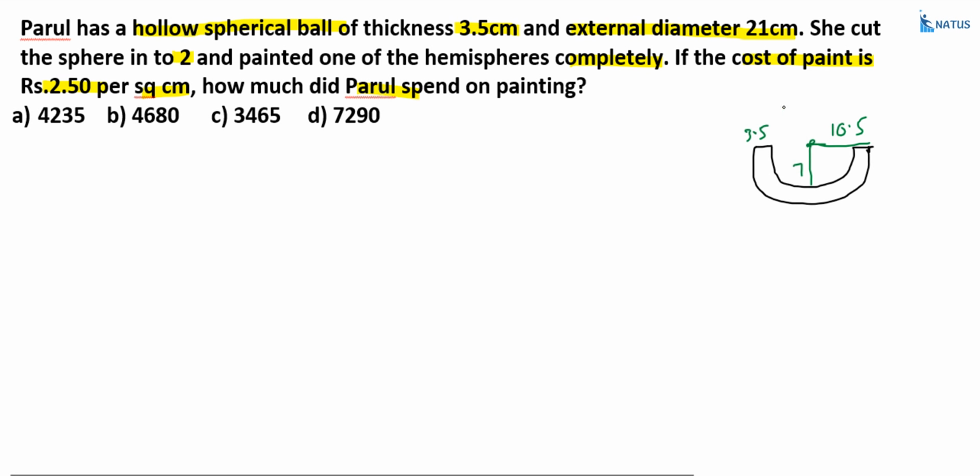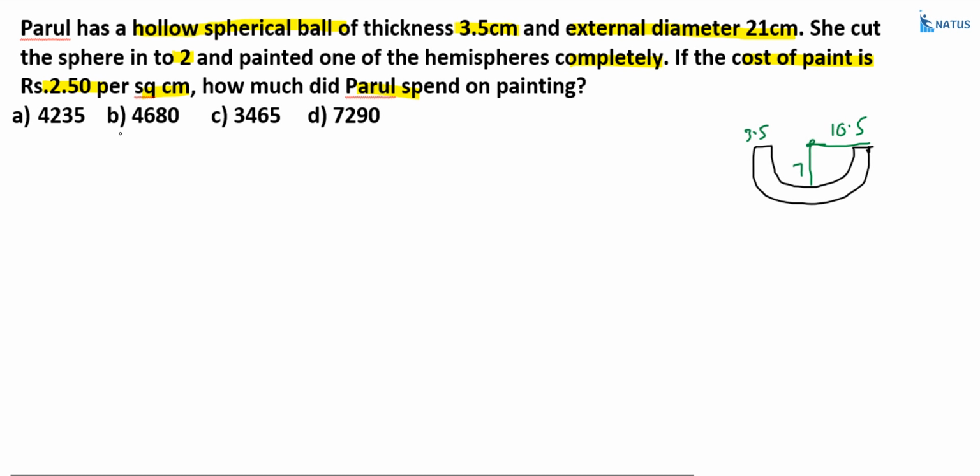So let us take the thickness equal to 3.5 centimeters, the outer circle radius 10.5, and the inner circle radius equal to 7 centimeters. Now come to the part. What we require, first we will find out the total surface area of the hemisphere.